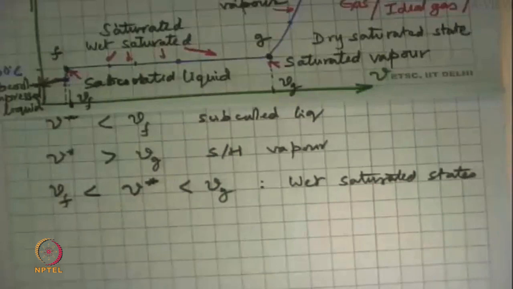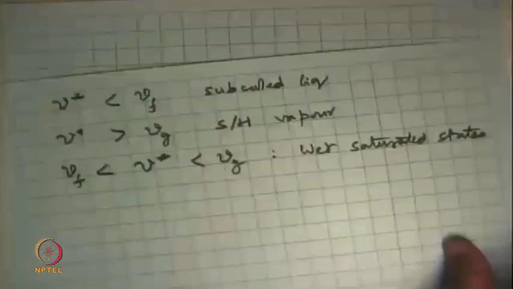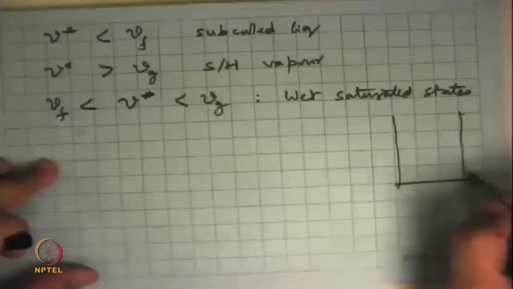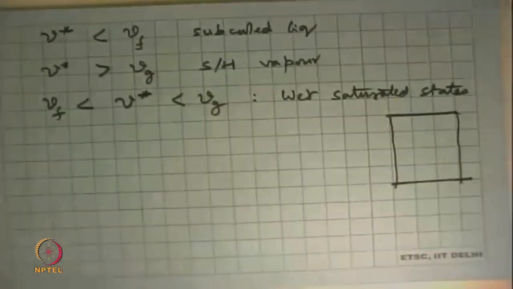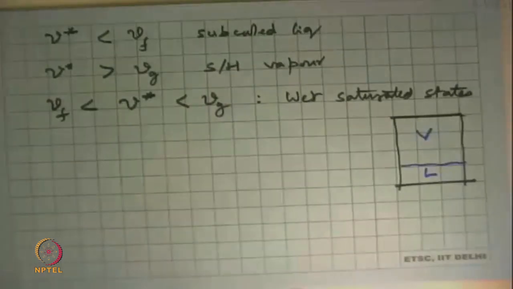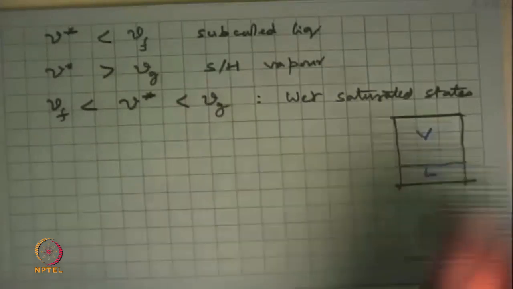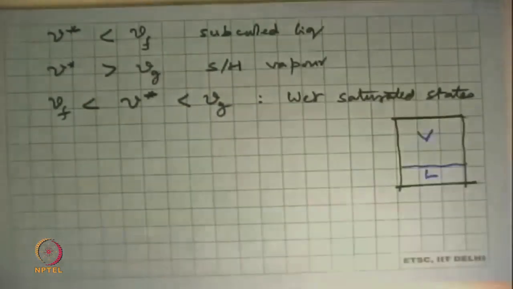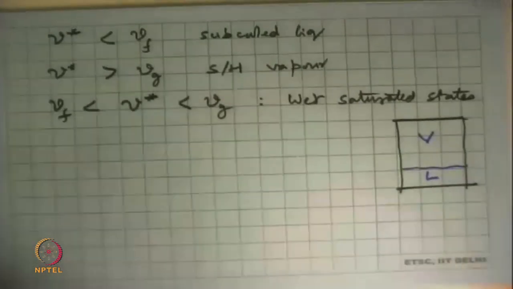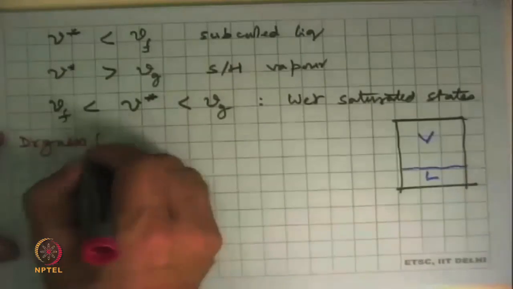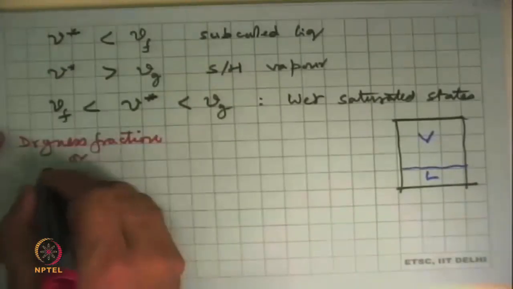Okay, so let's now define one parameter by looking at any saturated state. So we have a system, a closed one. It has got a certain amount of liquid and a certain amount of vapor. And this is what is different between different saturated states, the proportion of these two. So we have to define something which tells us how much liquid is there and how much vapor is there. And for that we will define a new property which is called the dryness fraction, or also known as quality.